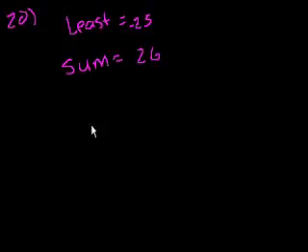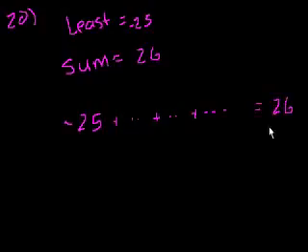So I have minus 25 plus something plus something plus something. And when I add up all of the integers, I get 26. Right? So this is interesting. The least integer of a set of consecutive integers is minus 25. If the sum of these integers is 26, how many integers are in this set?